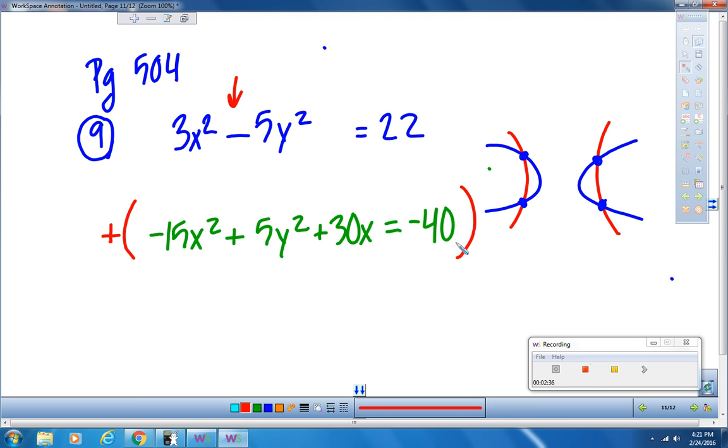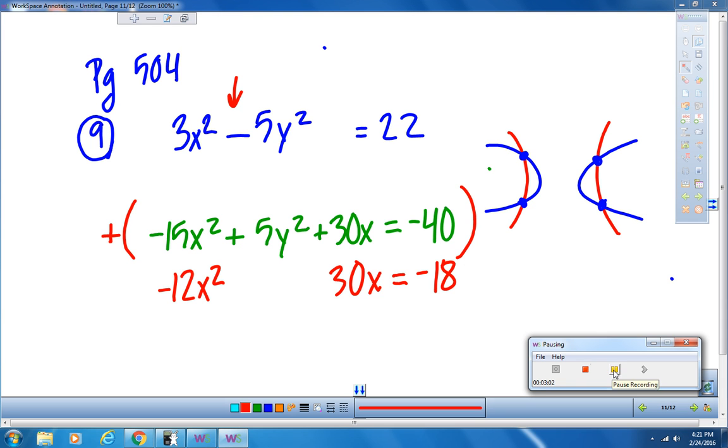3x squared plus -15x squared gives me -12x squared. -5y squared plus 5y squared gives me no y squareds. Then 0x plus 30x gives me 30x. 22 plus -40 gives me -18. Hopefully now we can see pretty easily that we can pull everything over to one side and factor this.